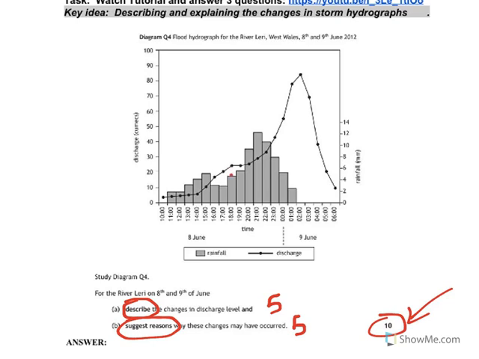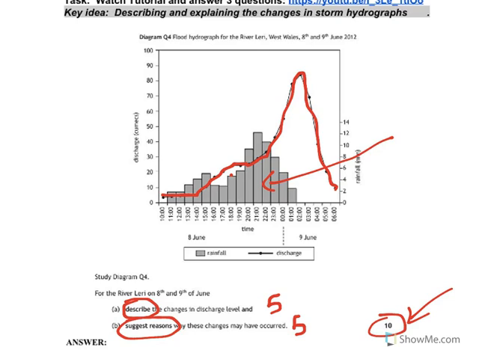You've got to remember that you are talking about the discharge changes on the line that I'm showing you here, and you're not describing the rainfall changes which are shown by the bars on this graph. Why is that important to remember? Because the question is asking you for described changes in the discharge levels.